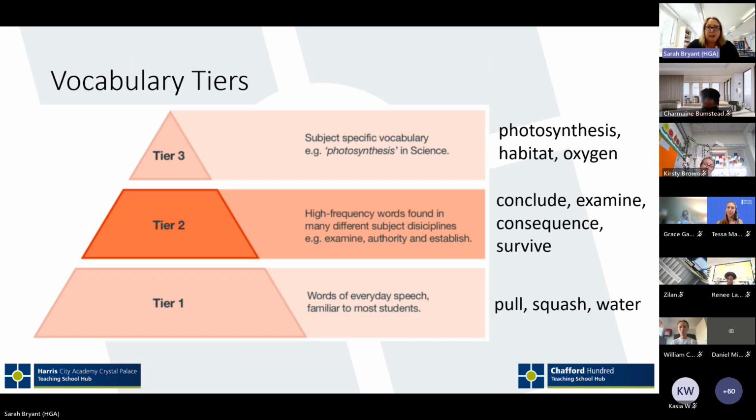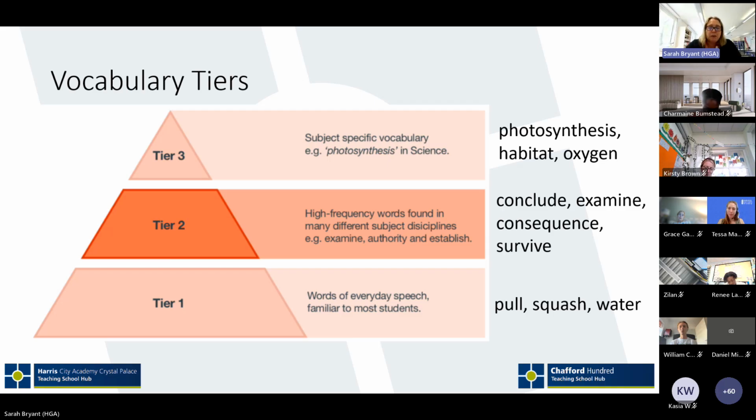So when we think about vocabulary in school, we talk about tier 1, tier 2, and tier 3 vocabulary. So what does that mean to science? Well, tier 1 are words that are sort of everyday. So pool, squash, water, they are in our everyday language. So that would be tier 1.